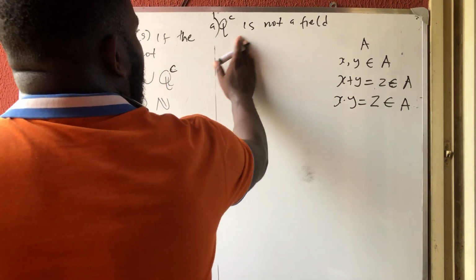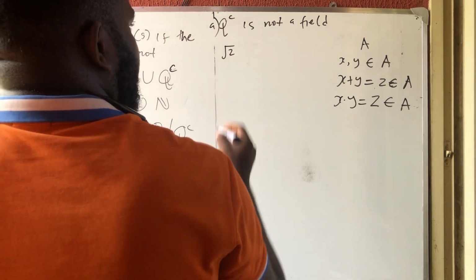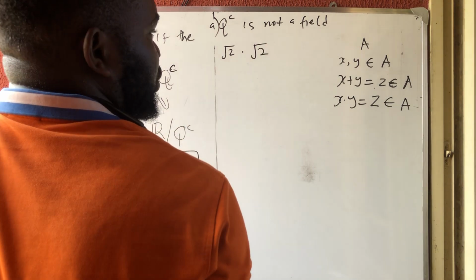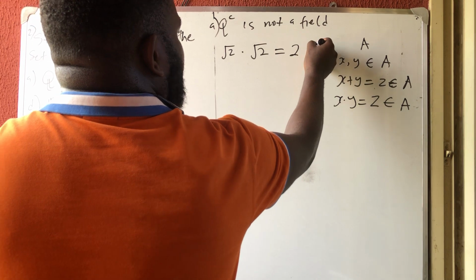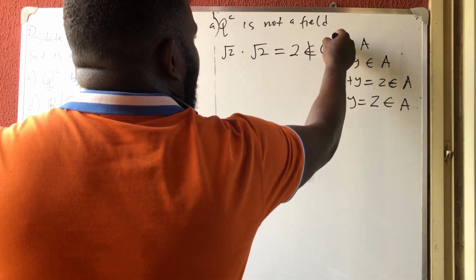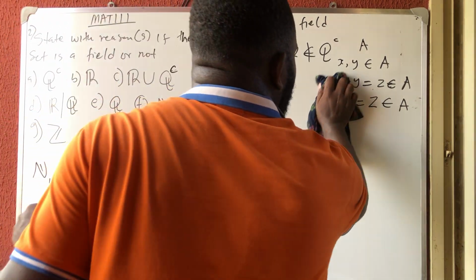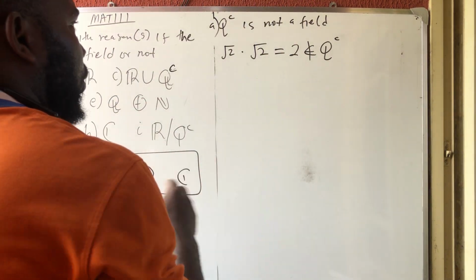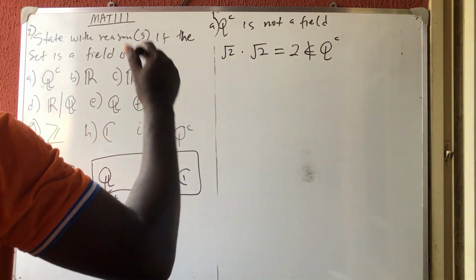Let me give you an example. Let me pick 2 elements. Is root 2 an irrational number? Yes. Times root 2 again, which is an irrational number. Now root 2 times root 2 gives me just 2, but 2 is not an element of the irrational numbers. So the irrational numbers are not closed under multiplication. Therefore it is not a field. You see what happened now? It is not a field.